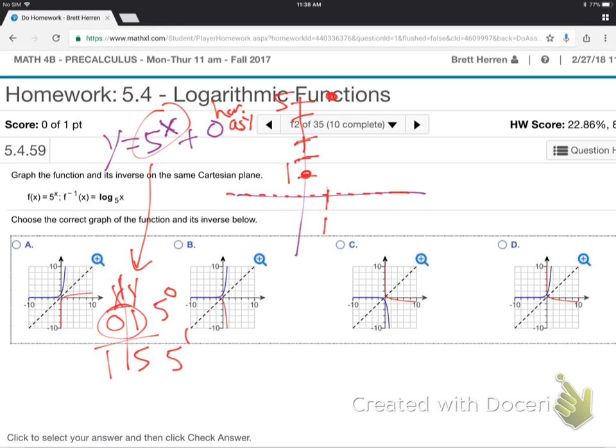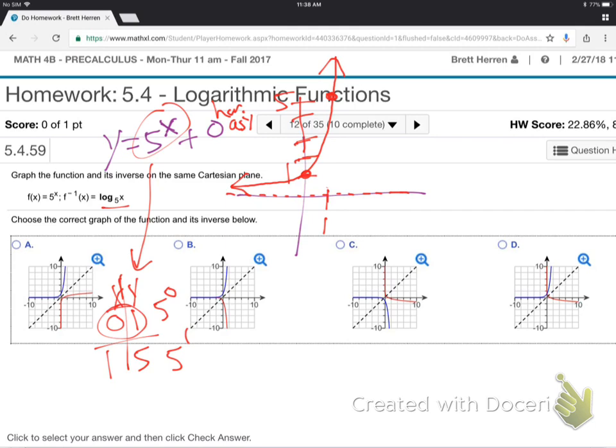Good enough right there. So you always know they rocket on one side, flatten on the other, right? Exponentials always do that. Two dots is good enough for me to see which way it's going up. Other side it must be flattening. There's the graph of 5 to the x. Good so far?